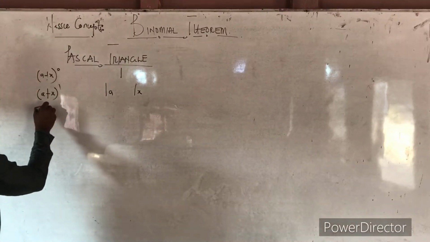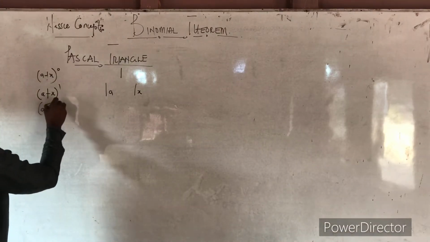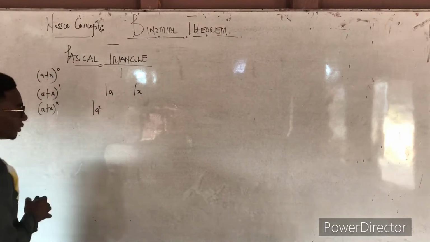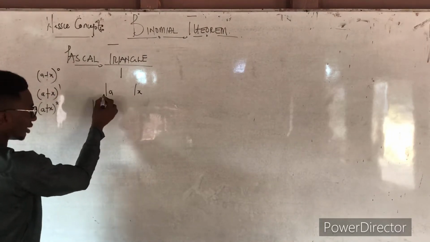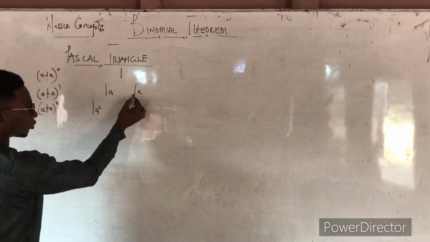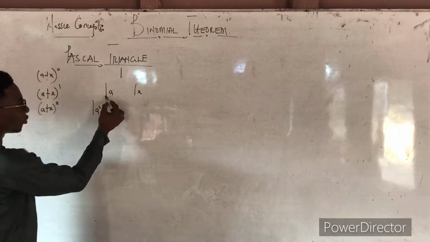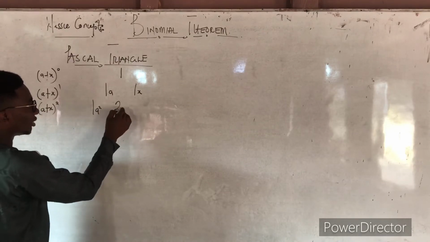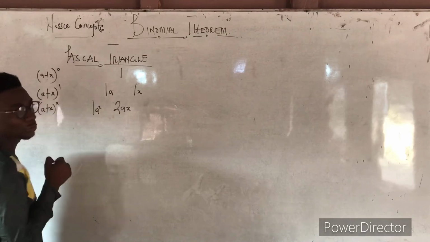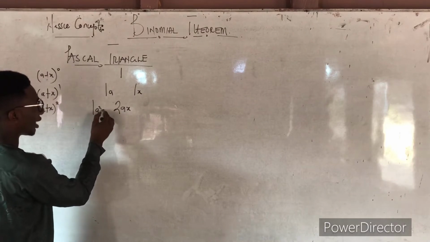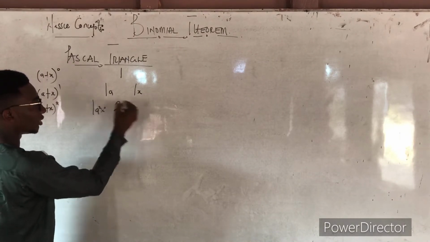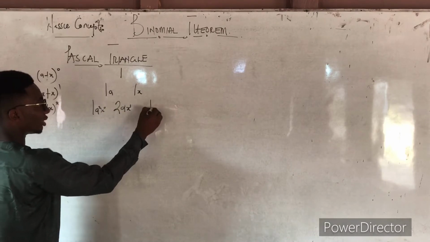If I have a plus x raised to the power 2, then I'll be getting 1a squared, and then 1 plus 1 here will give you 2. This is how you draw the triangle. So I get 2, and the a will reduce, so I get 2ax. Here the x is exponent 0, then a to 1, x to 1, and the last one here will become what?